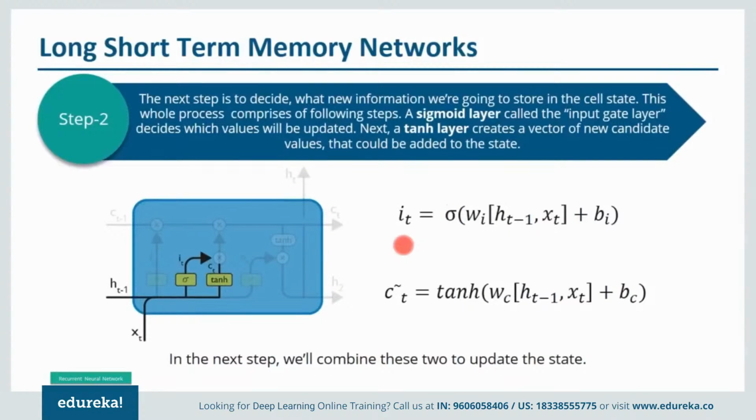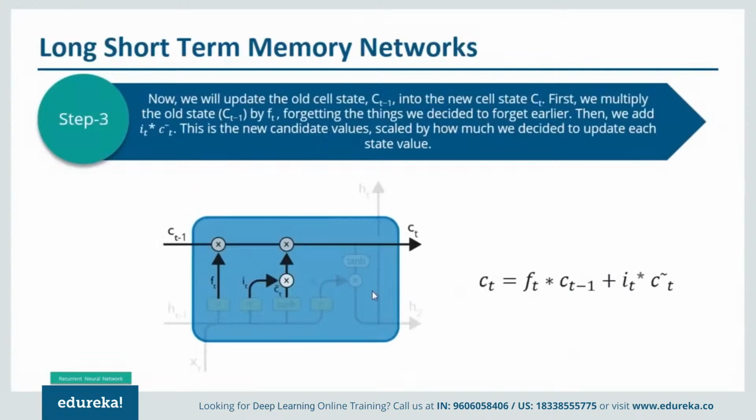Now let me explain the equations. So i of t will be what? The weight matrix multiplied by ht-1 comma xt, plus the bias, passed through a sigmoid function, and we get i of t. C bar of t we get by passing a weight matrix times ht-1, xt plus bias through a tanh squashing function, and we'll get c bar of t. Alright, so as I've told you earlier as well, in the next step we'll combine these two to update the state. Let us see how we do that.